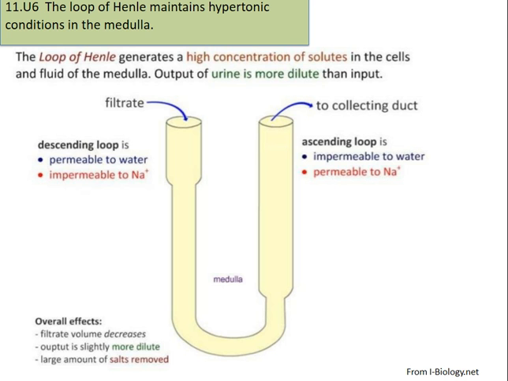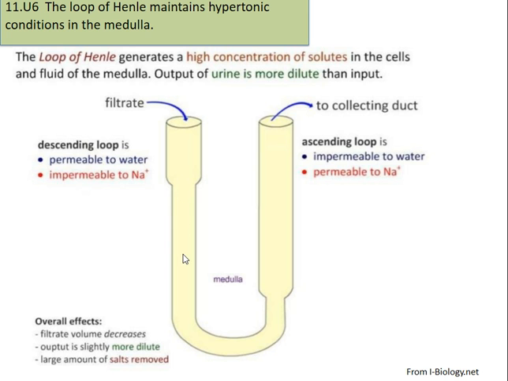Okay, so now we're going to look more closely at the loop of Henle itself. Now we said we have a descending limb of the loop of Henle and an ascending limb of the loop of Henle, which goes back up again. Some important features of this loop of Henle that are very, very special is that the descending loop is permeable to water, which means water can go out of it, but it's impermeable to sodium.